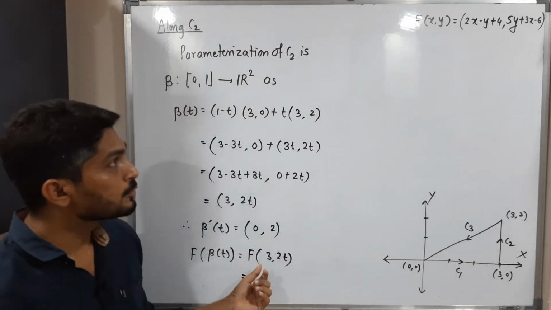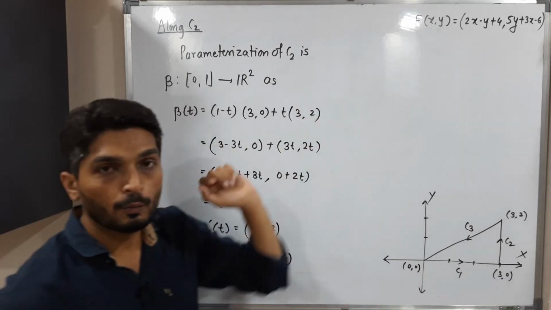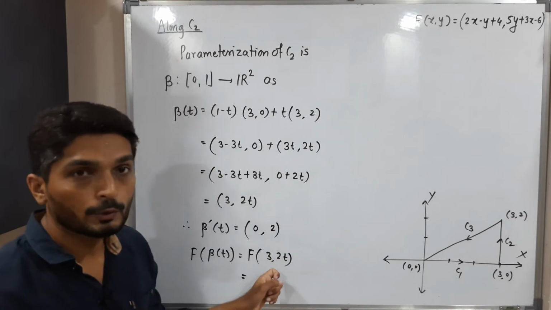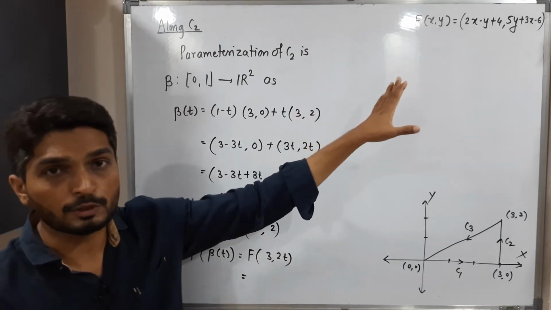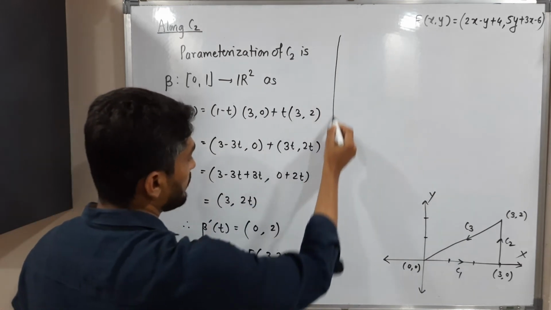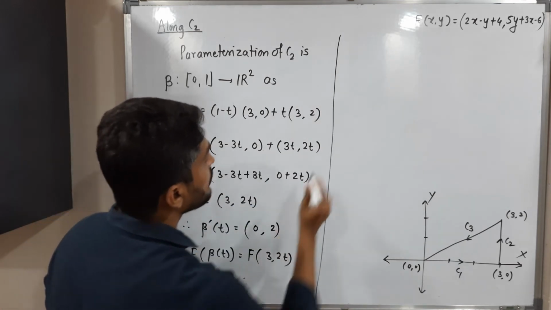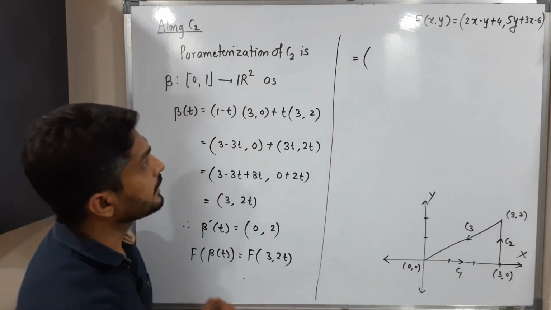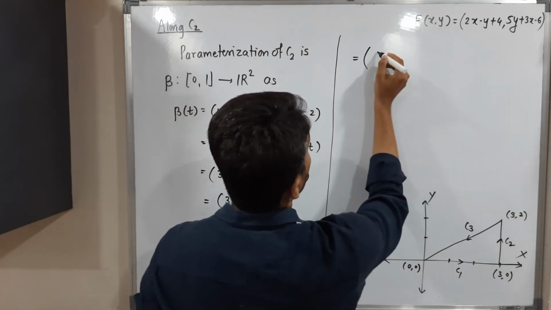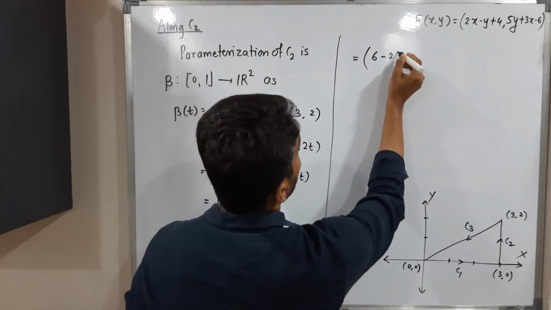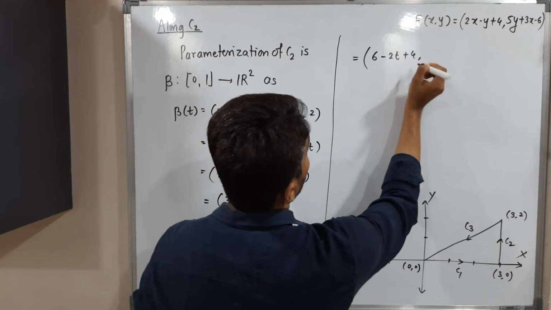Okay. So see, in place of x, what we have is 3. In place of y, what we have is 2t. So we are going to follow the same definition. Simply I will put these values there. Okay. So let us see what we'll get. Let me write here. So this is equal to, what is the value of x? 3. So 3 into 2, 6, minus value of y, 2t. So 2t plus 4. Okay.